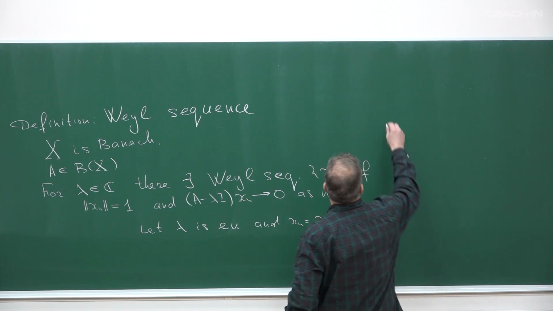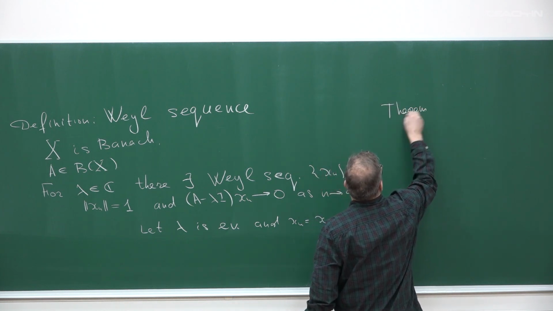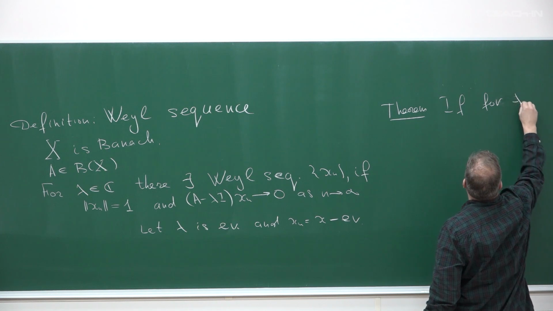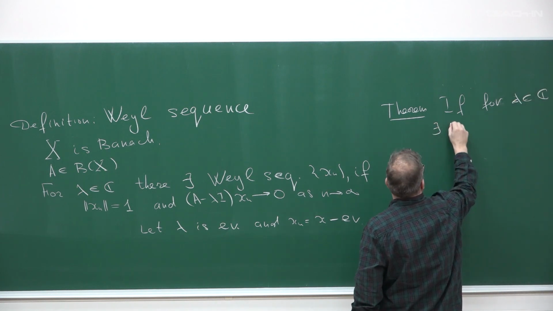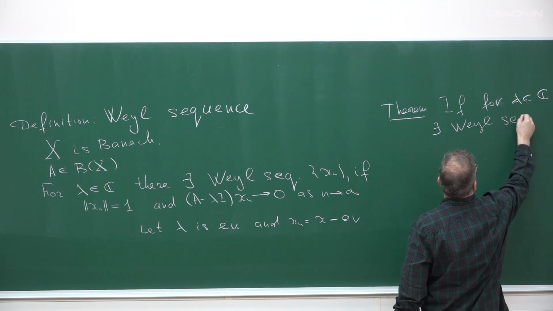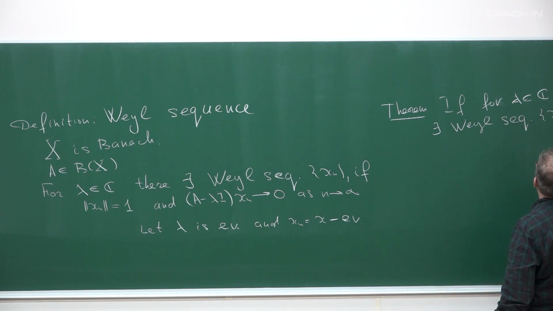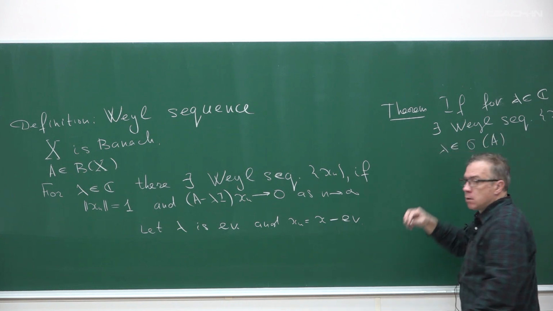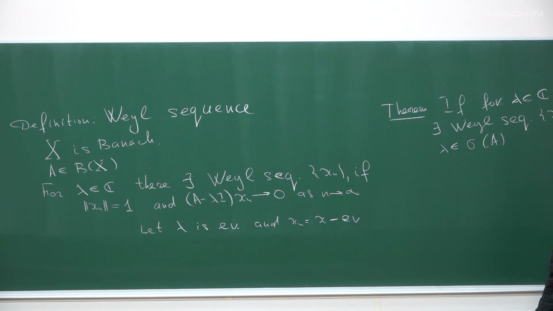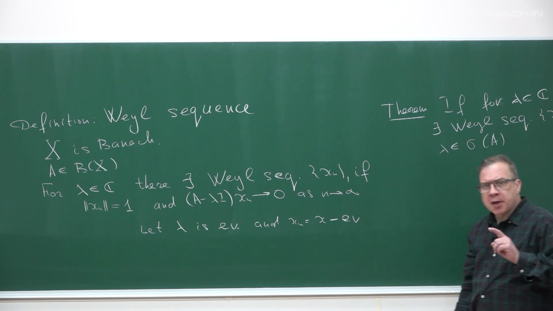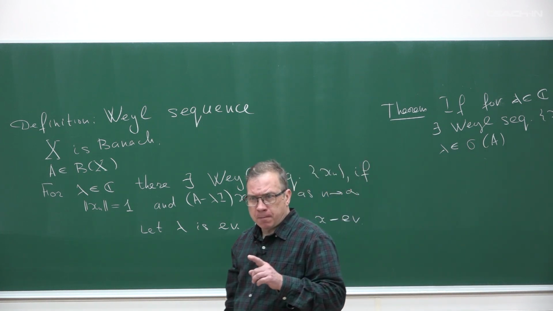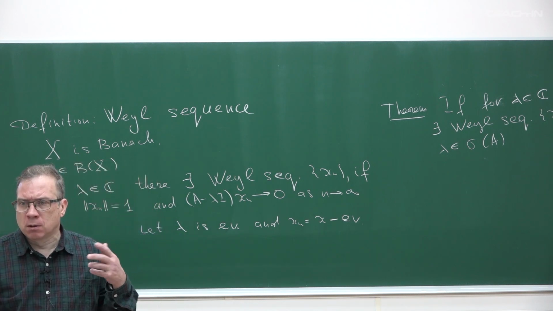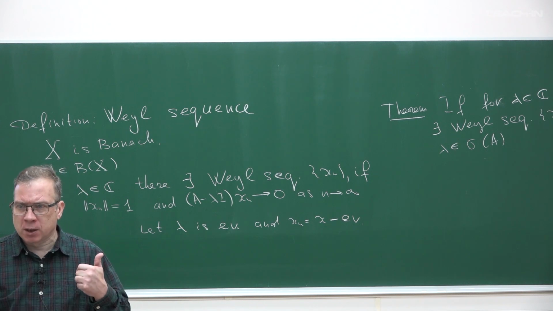And so, theorem: if for lambda complex there exists a Weyl sequence xn, then lambda belongs to the spectrum of the operator. For some classes of operators, it is a criterion. For example, for a self-adjoint operator and for normal operators, lambda lies in the spectrum if and only if there exists a Weyl sequence.